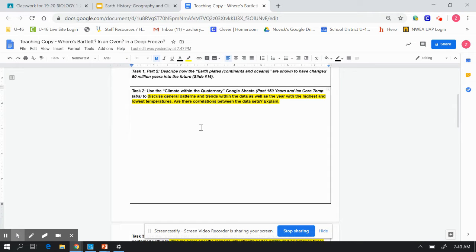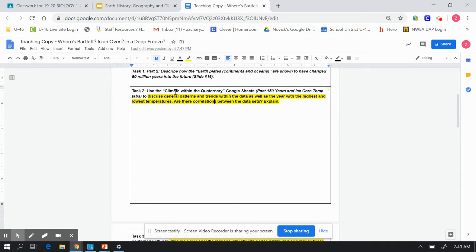Use the climate within quaternary Google Sheets, past 150 years, and ice core temp tabs to discuss general patterns and trends within the data, as well as the year and the highest and lowest temperatures. Are there correlations between the data sets? Explain. All right, so let's go over what this question is asking of you. We'll look at where to get the data and how to use it, and then you guys will be set free. So first of all, there are two data sets that you guys are going to have to use.